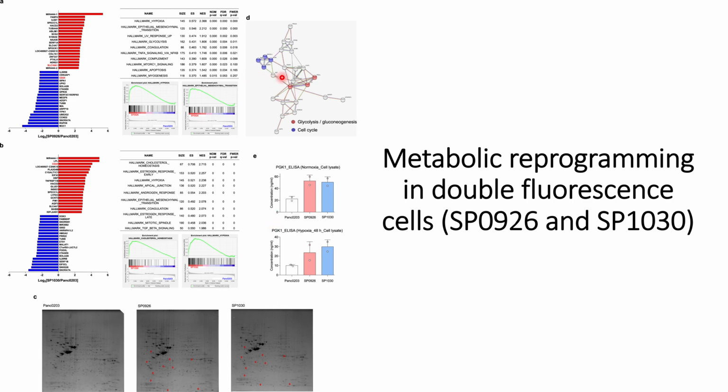the pathways related to glycolysis and glycogenesis are upregulated in the normoxia condition, both in the case of SP0926 and SP1030, and also in the case of SP0926 and SP1030 in the hypoxia conditions. So they checked the concentration of PKG1 through ELISA for this panel E in all the cases, which is related to this glycolysis pathway.